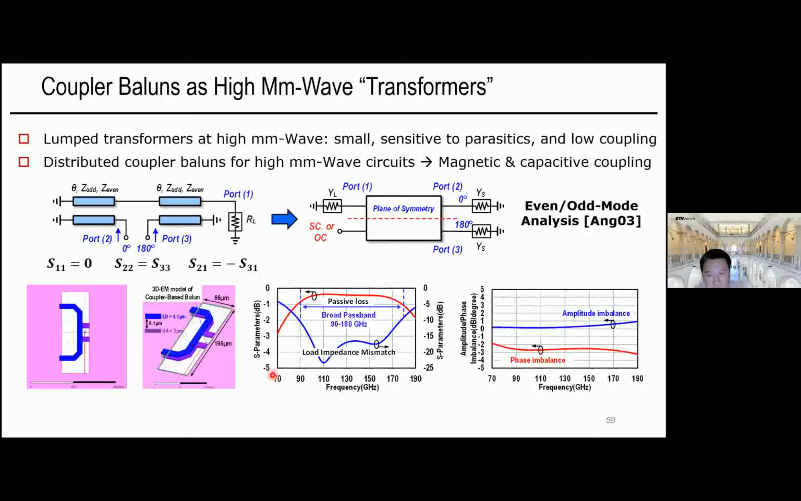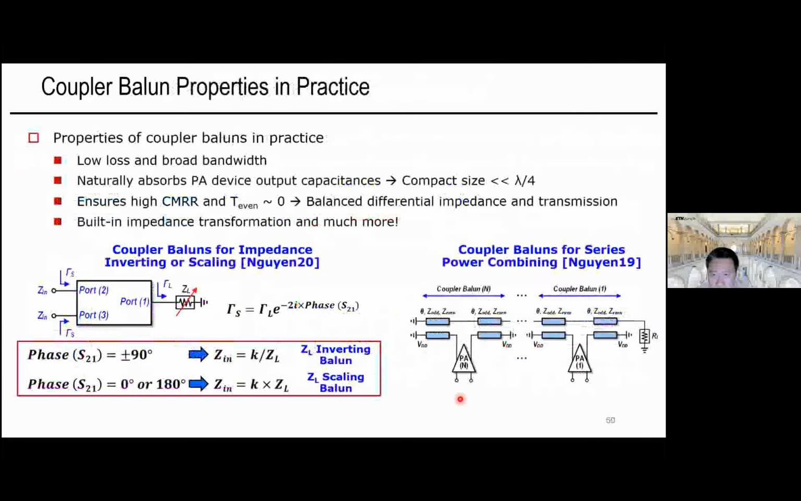An example coupler balun is shown here, with vertical coupling of 2 metal layers, very common in a CMOS process, a silicon process. With a compact footprint, we can see it is very compact. It achieves wideband low-loss operation from 90 gigahertz all the way to 180 gigahertz, just using one coupler and in a very compact footprint. The amplitude and phase balancing are also excellent over this 70 to 190 gigahertz. That's the advantage of using couplers.